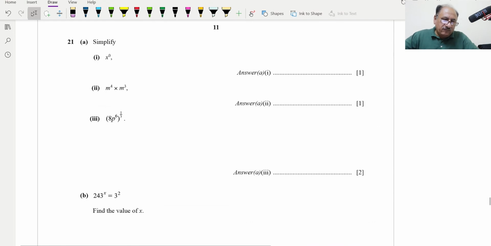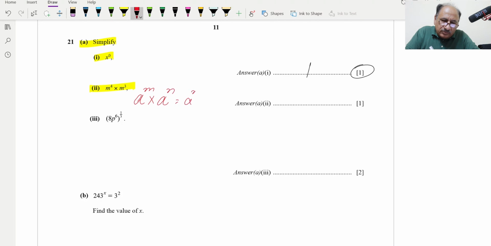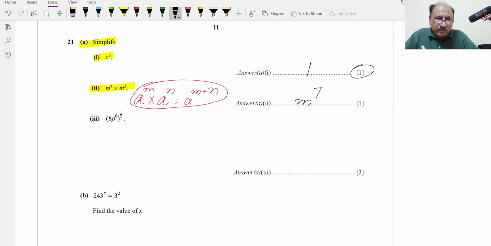Now question number 21, we have to simplify, and for the first one we know that anything raised to the power 0 will be equal to 1, so we can just write 1, a 1 mark question, no explanation required. Similarly for this one, when bases are the same and they are being multiplied, their powers will be added. So a raised to m plus n is the formula we will be using, and we can write the answer as m raised to the 4 plus 3, which is 7. So m raised to the power 7 will be our answer.